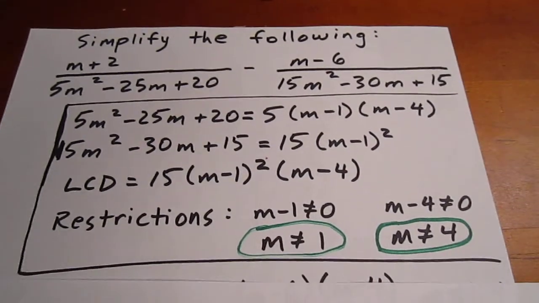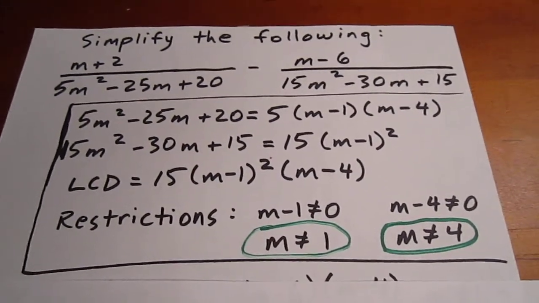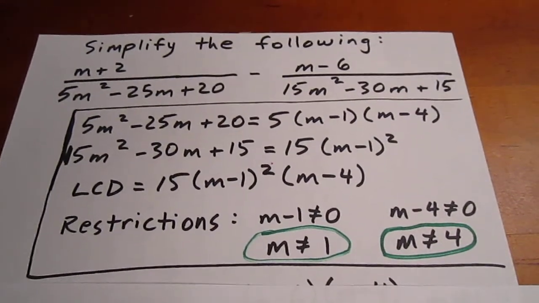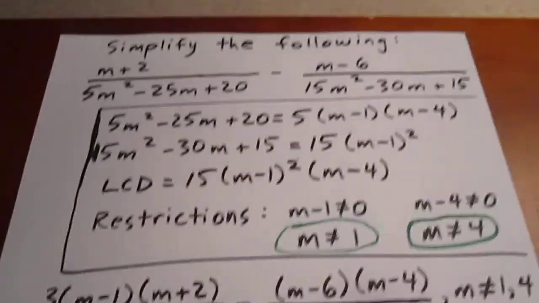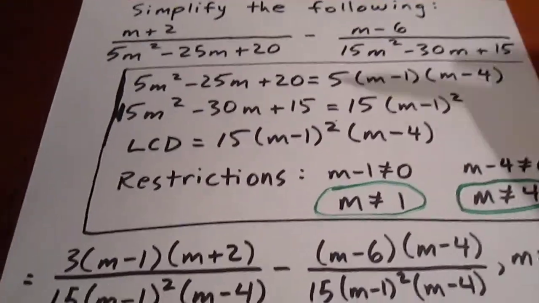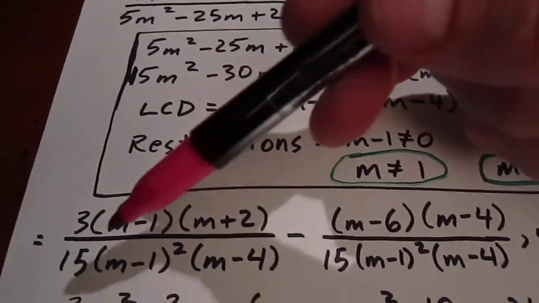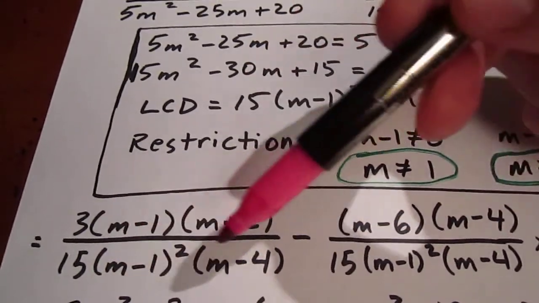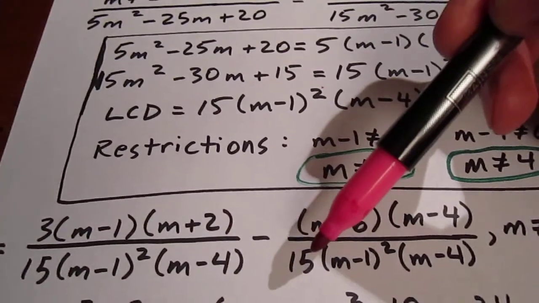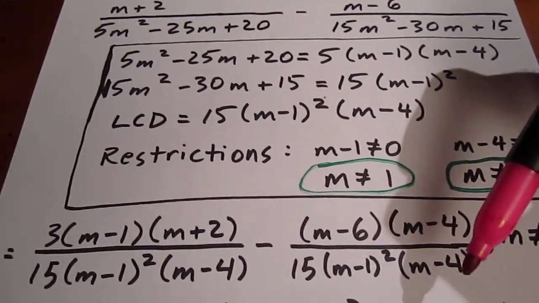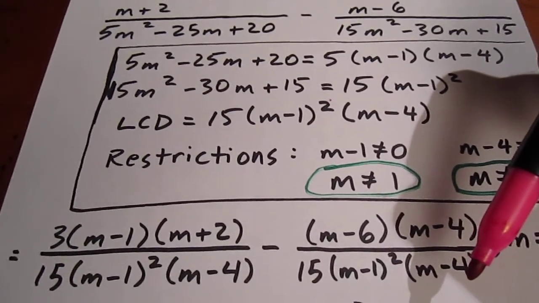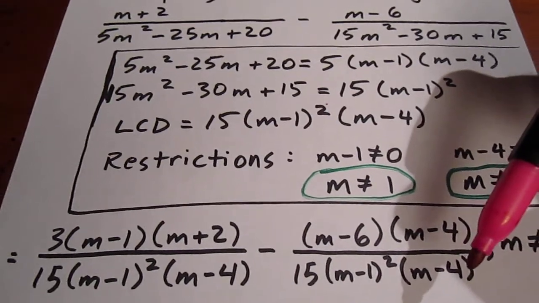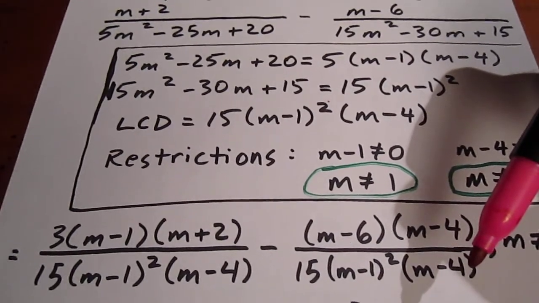It's good here at this time to state our restrictions. m cannot equal 1 and m cannot equal 4. So at this time, we are able to say that our denominators should be 15 times m minus 1 squared times m minus 4, and 15 times m minus 1 squared times m minus 4. We should have written our denominators down first. And we want to see now what our numerator should be.